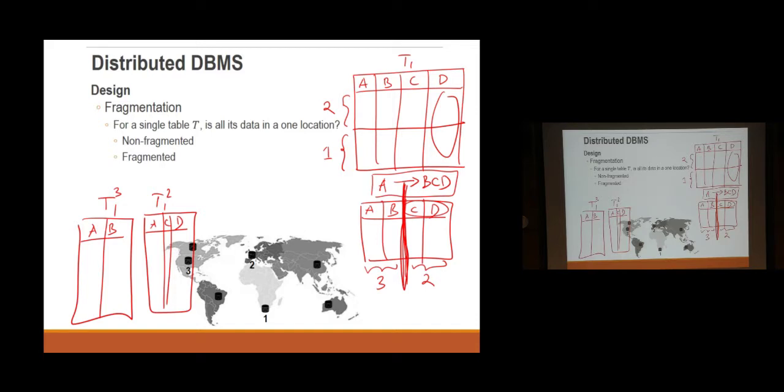And then again, if you want to perform a join, it will be hard. The other thing is if you want to perform a projection, but the projection only involves one of the fragments, then it's very, very fast because you just need to ask one location.